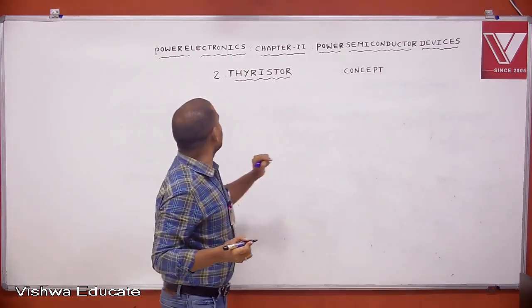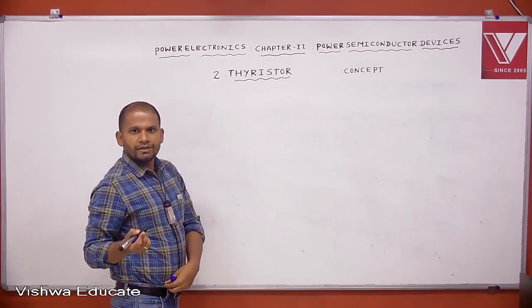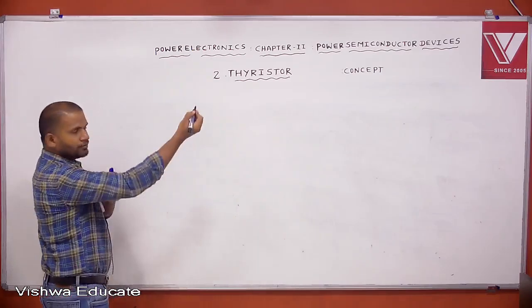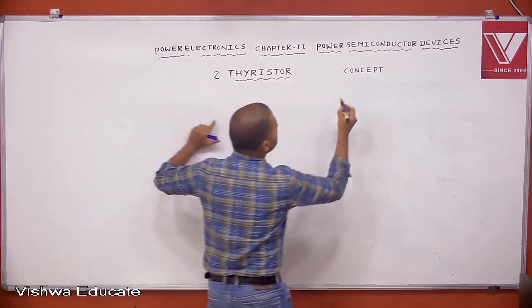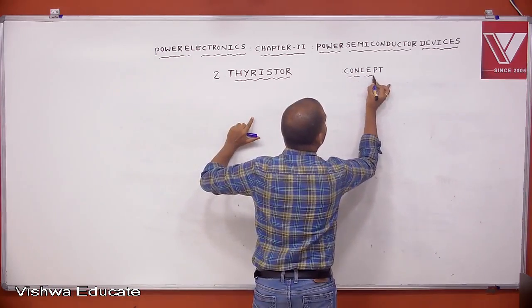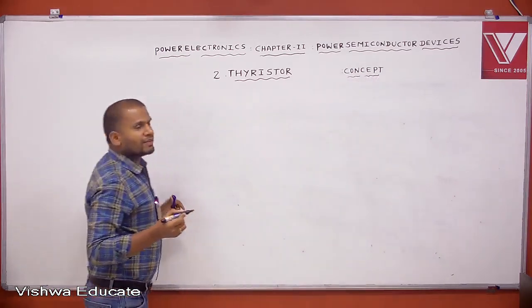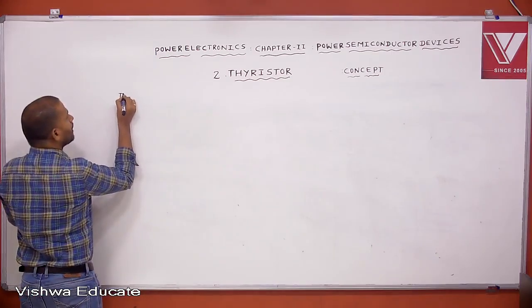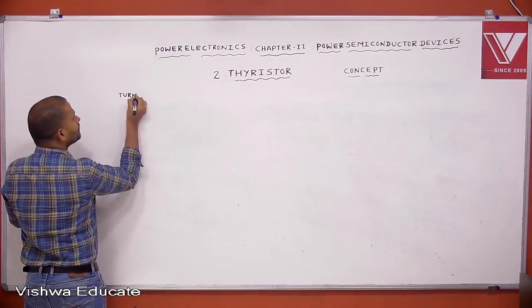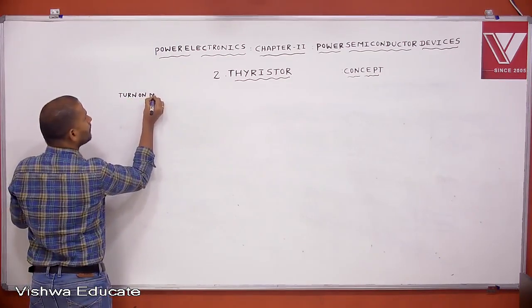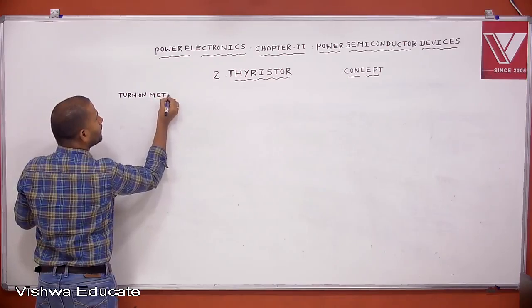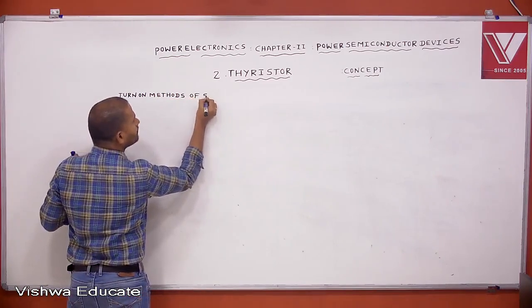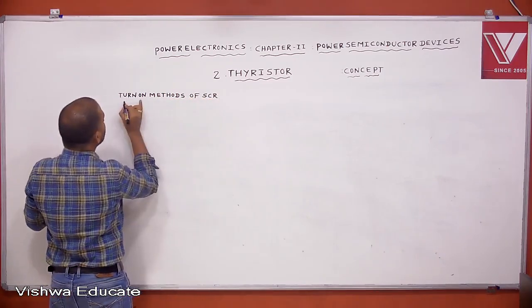In chapter 2 itself, the second topic is the thyristor concept only. Based on this thyristor, the another concept I want to discuss is what the different turn-on methods of SCR are. This is another concept in thyristor.